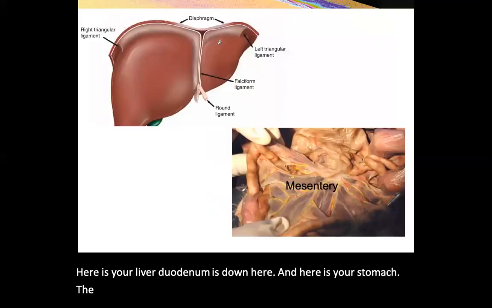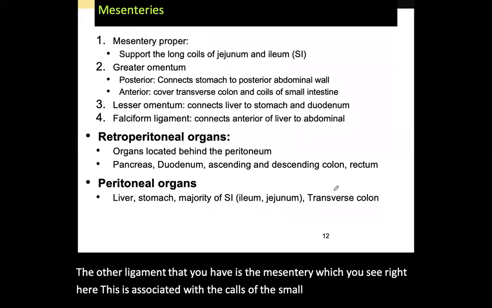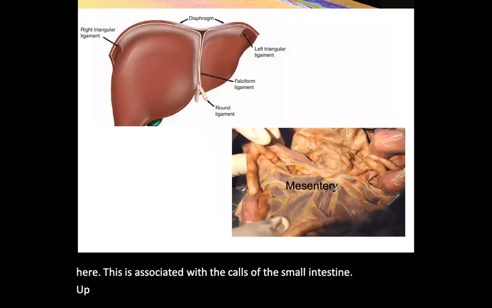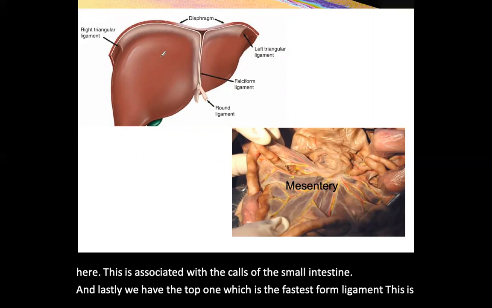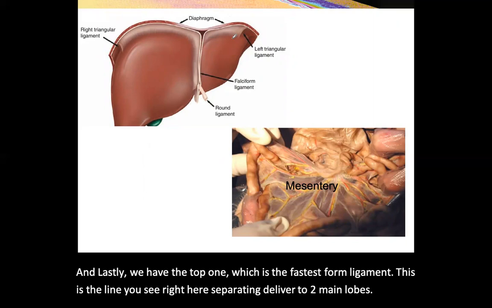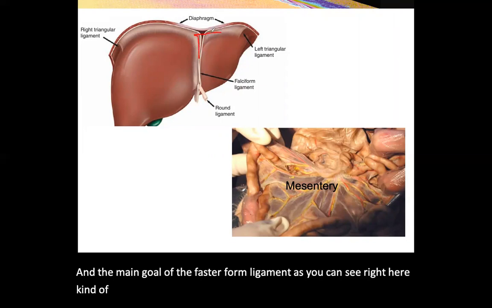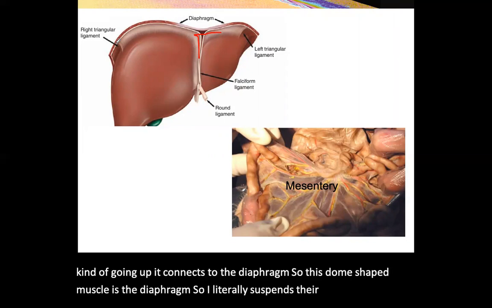The other ligament that you have is the mesentery, which you see right here. This is associated with the coils of the small intestine. And lastly, we have the top one, which is the falciform ligament. This is the line you see right here, separating the liver into two main lobes. The main goal of the falciform ligament, as you can see, going up, is that it connects to the diaphragm. So this dome-shaped muscle is the diaphragm. It literally suspends the liver from underneath the diaphragm.